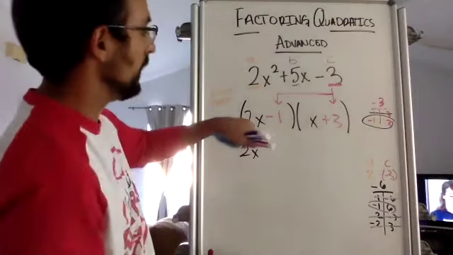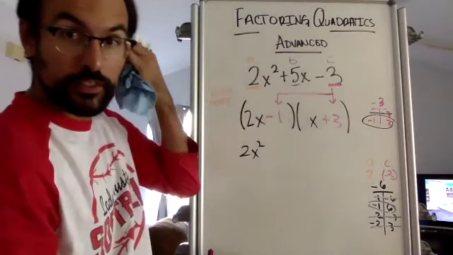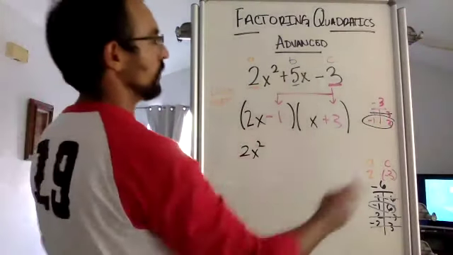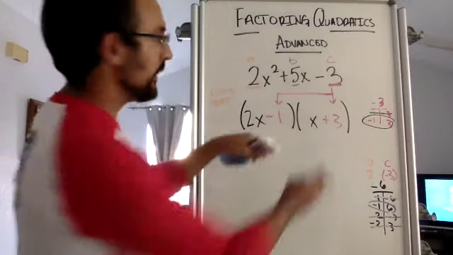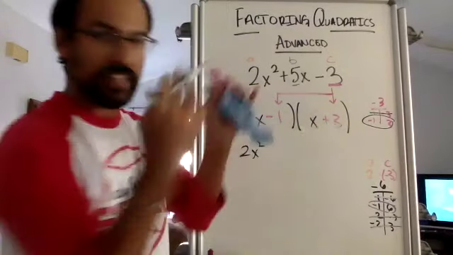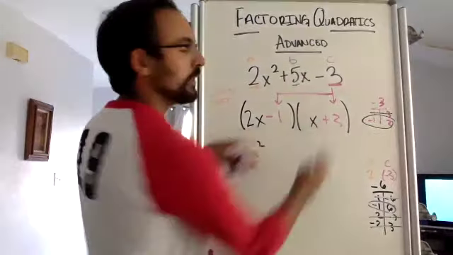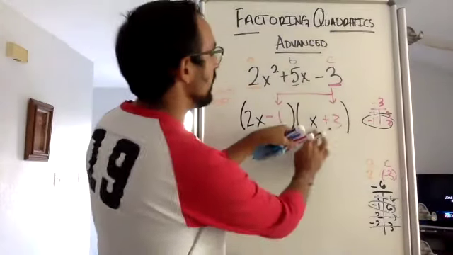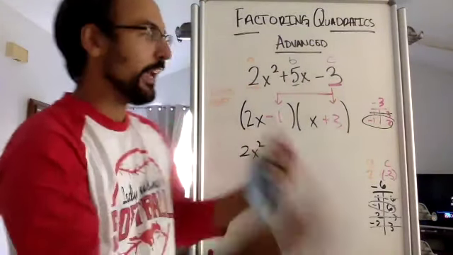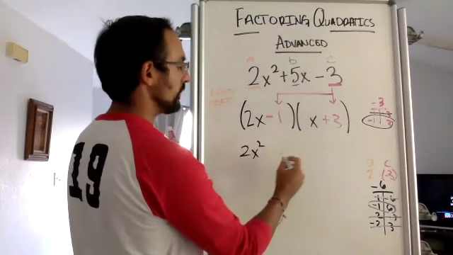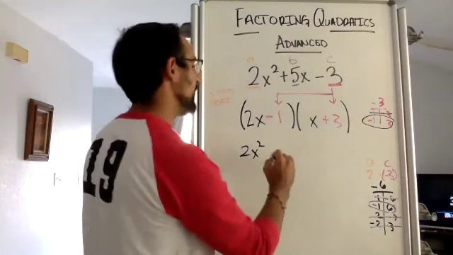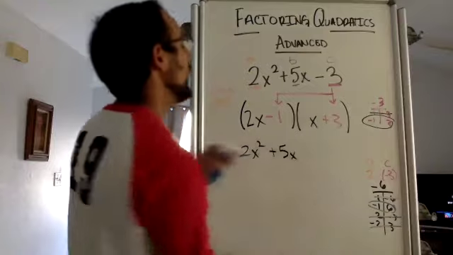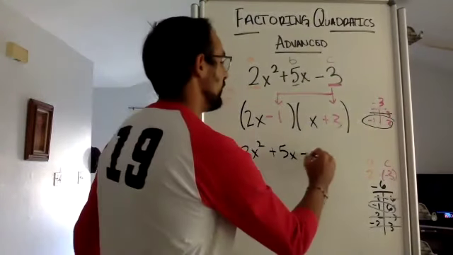We're just checking our work here. Again, I want to do this with the shortcut. So the shortcut is without drawing all these arrows. Let's just multiply the outer and the inner and add them up in our heads. So 2x times 3 is 6x. -1 times x is -1x. If I add 6x plus -1x, or 6x minus 1x, I get +5x. And then -1 times 3 gives me -3.